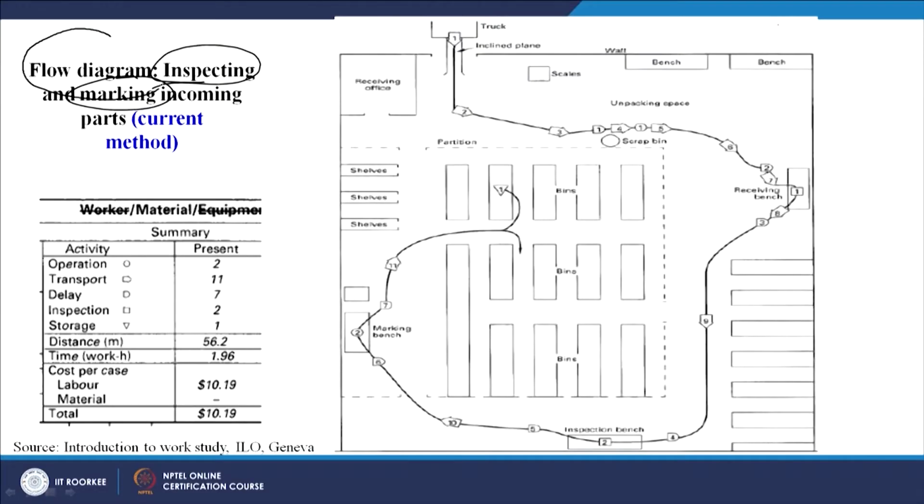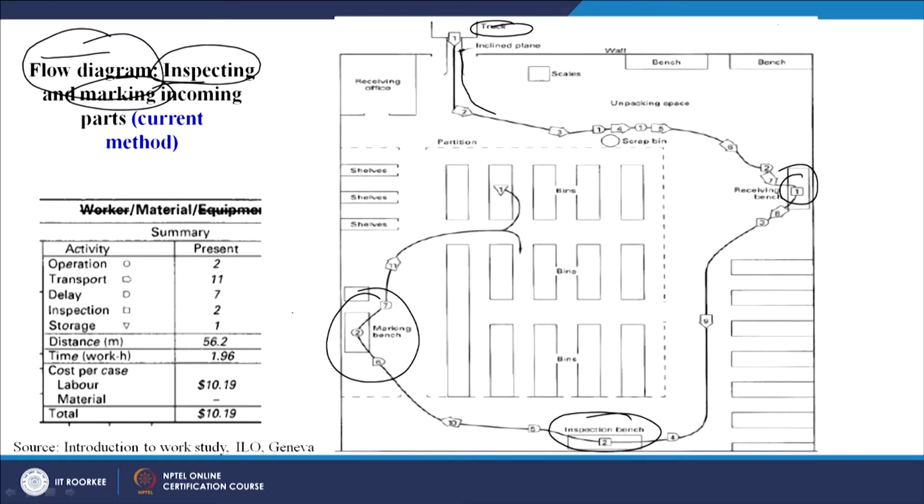Now this is the diagram which is the flow diagram. So you can see, this is the flow diagram here. What it is showing? It is showing how the material is traveling inside the shop floor. Now this is our factory. So this is the truck, as I have already taken an example today. So the material is being offloaded from the truck and then it is moving. Then this is the receiving bench here. This is the inspection bench. This is the marking bench.